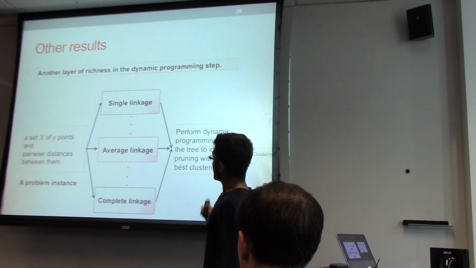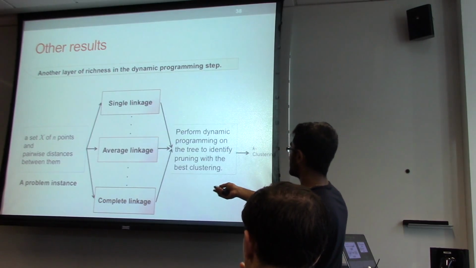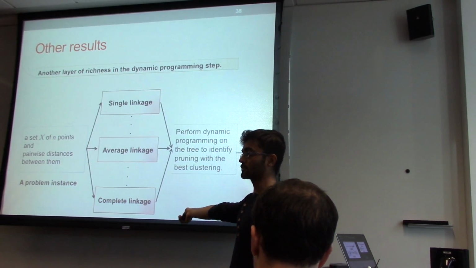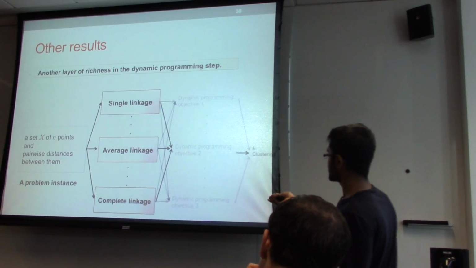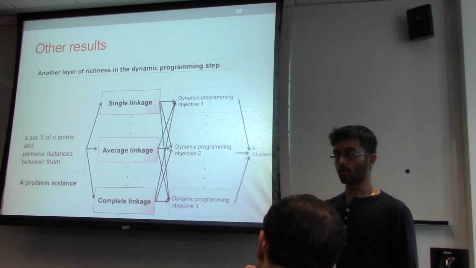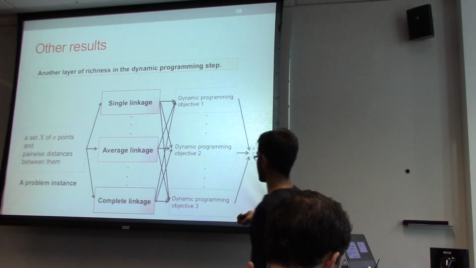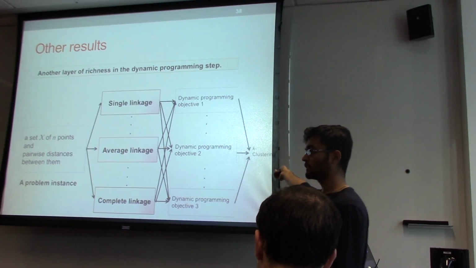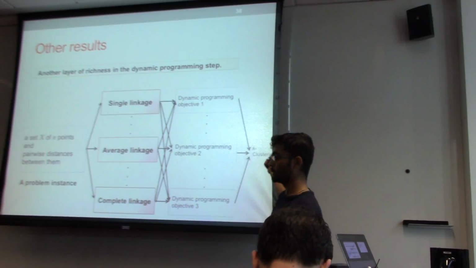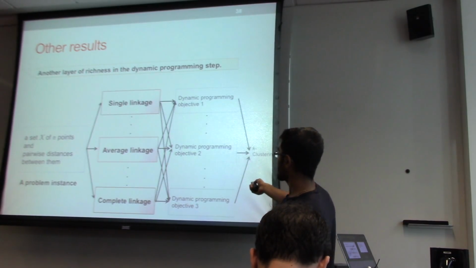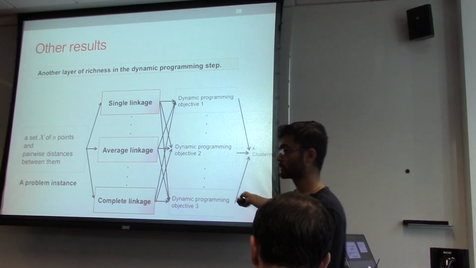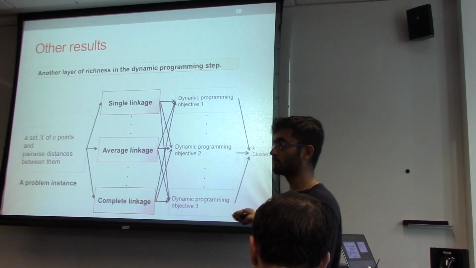And another set of results, okay, we recall that it's the first step that had the richness in our class of algorithms. We also consider performing the pruning using different dynamic programming objectives. Okay, so why exactly does that make sense? So if I were given a k-means or k-median objective in order to evaluate my solution, I really need not consider different dynamic programming objectives. I could just use that objective, and okay.